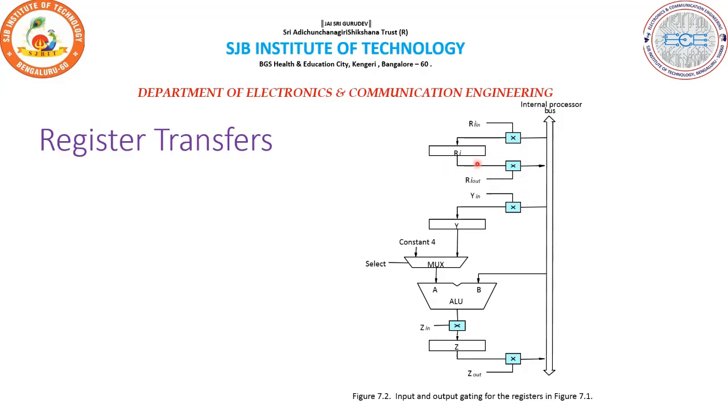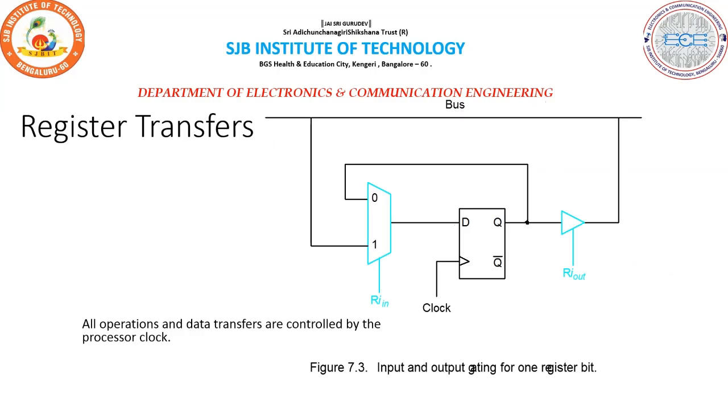As we discussed only edge triggered flip-flops, other types of clocking signals may also be used. 2 or more clock signals may be needed to guarantee the proper transfer of data, and that is known as multi-phase clocking. An implementation for 1 bit of register Ri is shown in the figure. This gives a 1 bit transfer of information.